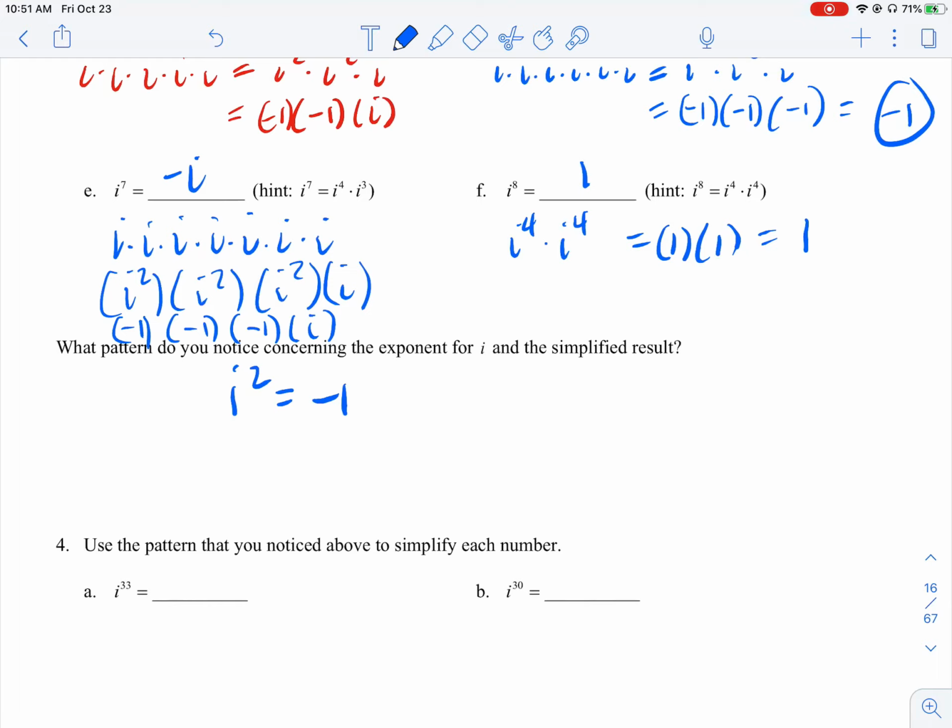So i to the power of 4 is equal to i to the power of 8, is equal to i to the power of 12, i to the power of 16, i to the power of 20, because all of them are equal to 1 because they're divisible by 4. They're numbers that you can divide by 4.